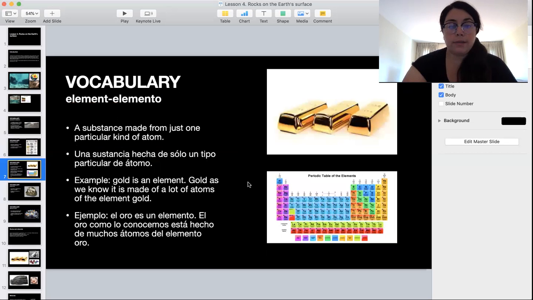Then we have the word element. An element is a substance made from just one particular kind of atom. For example, gold. If you have a gold earring or a gold bracelet, gold is an element. So a piece of gold is made of a lot of atoms of gold. We have different names for elements. Here is the periodic table of the elements. It's a tool that scientists or regular people use to learn the elements and see information about them.